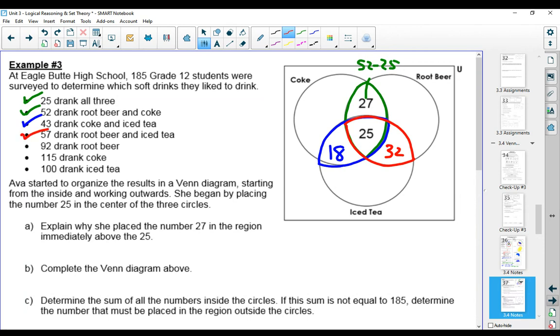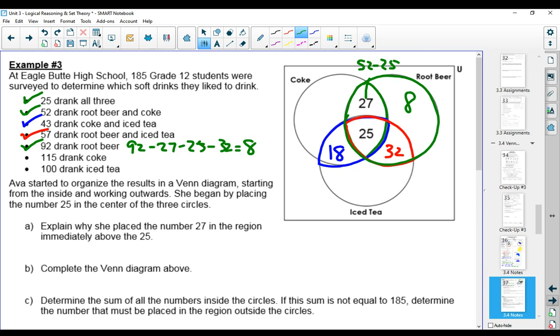The next descriptor says 92 drank root beer. Well, if I'm looking at just the root beer, 92 drank root beer, that would be this green circle right here. So this green circle has to add up to 92. Well, I already have a 27, a 25, and a 32. So the 92, take away what I've already listed, 27, 25, and 32, leaves me with 8. So there's 8 left in that. So again, that entire green circle has to add up to 92.